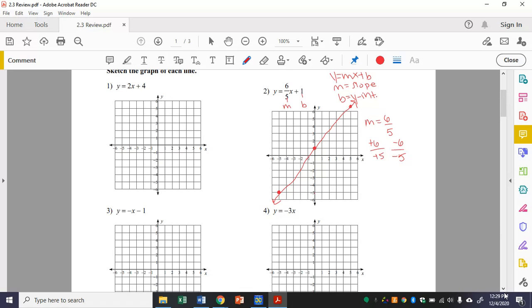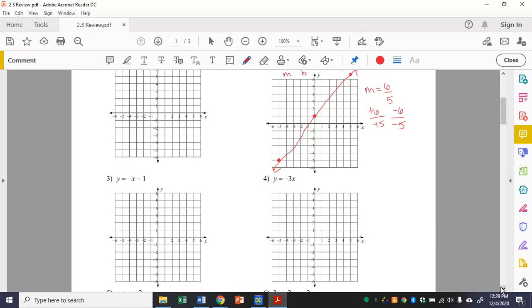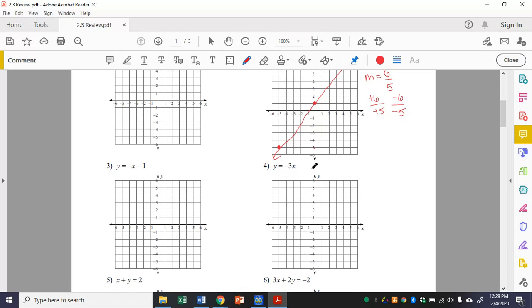So if I look at number 4, scroll down here. If I look at number 4, I have y equals negative 3x. So I don't have that plus b here. I don't have that plus some number at the end here. So what I want to do is really write just plus 0, right? Adding 0 doesn't necessarily change your equation, but it helps us realize that the first point we're going to graph is 0. So our first point sits on our origin.